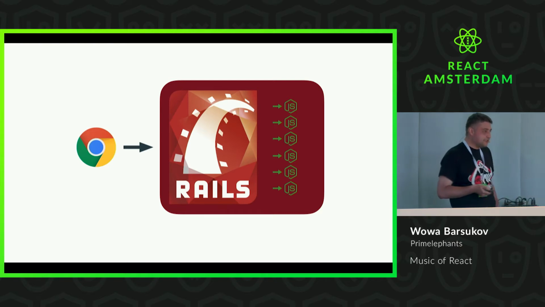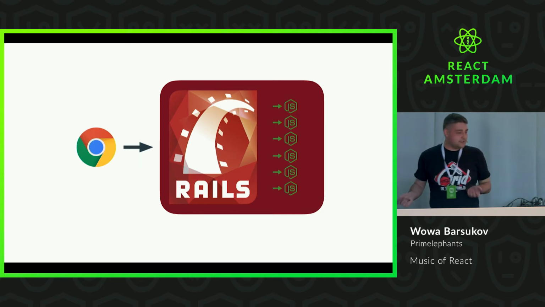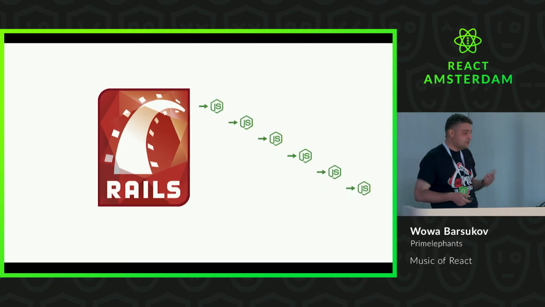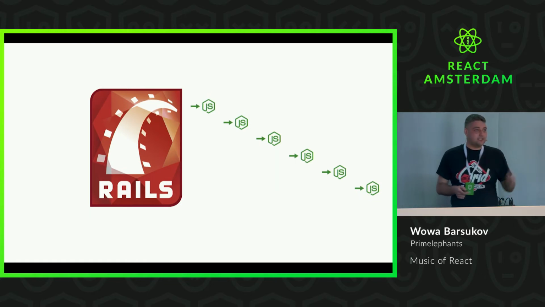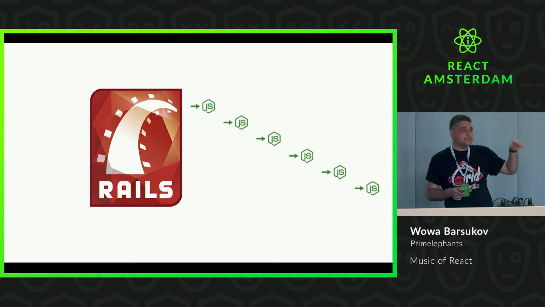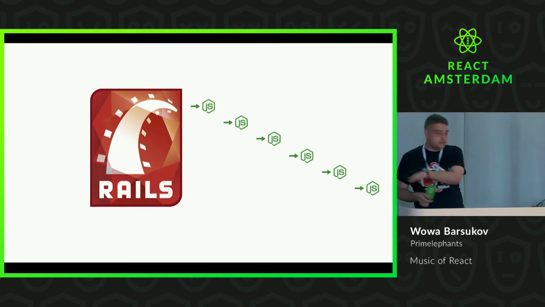From this picture, it doesn't look so bad. It looks like a Rails app calling multiple Node services. But if you look closely, it actually looks like this. You don't actually have threading, so you call one thing, then you wait for it, then you call the next thing, the next thing, the next thing.